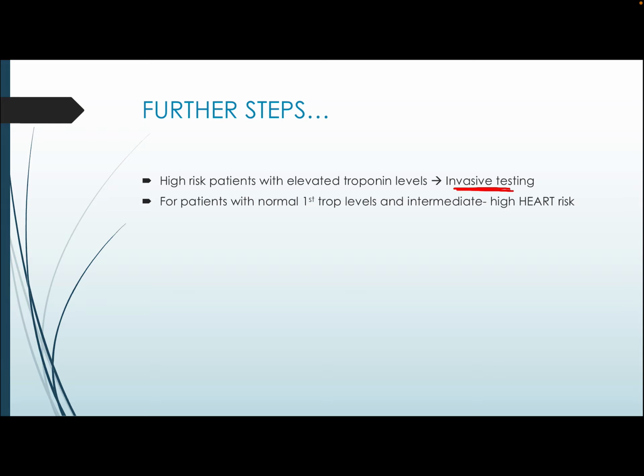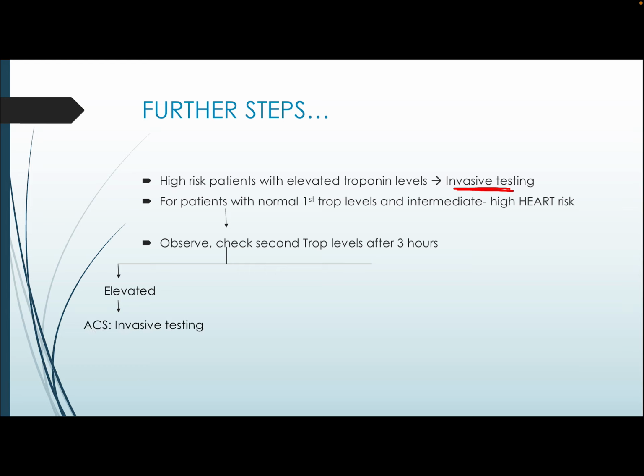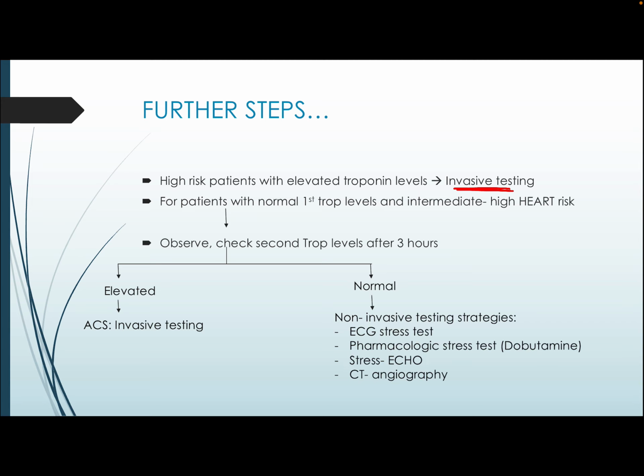But for patients who have a normal first troponin level and who are in the intermediate to high HEART risk score category, in those patients we admit them and observe them, and we also send for a second troponin level after 3 hours. Now, if that second troponin level is elevated, then we can confirm that it's ACS and go for invasive testing. But if it's normal, you have to go for other non-invasive testing strategies like an ECG stress test, a pharmacologic stress test like a dobutamine stress test, a stress echo, or a CT angiography can be considered.